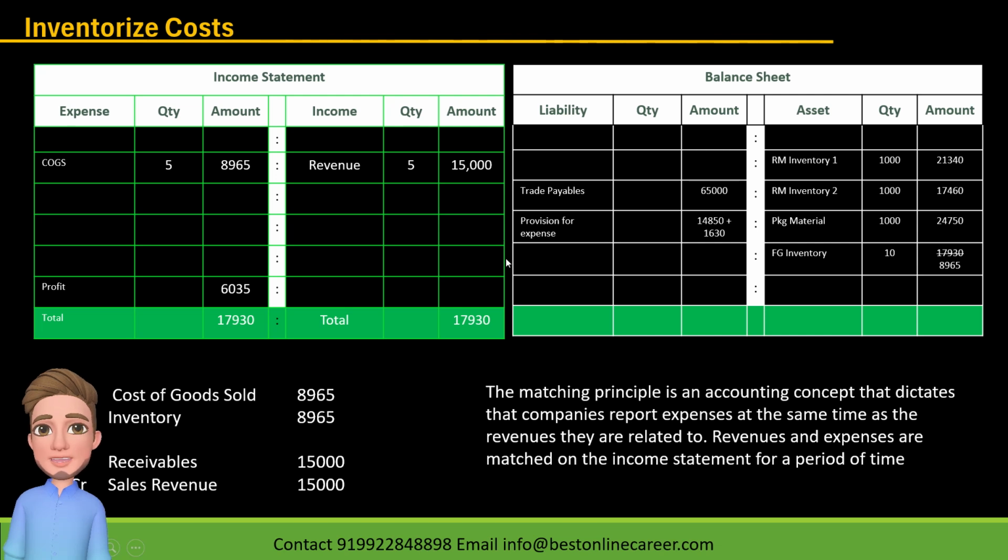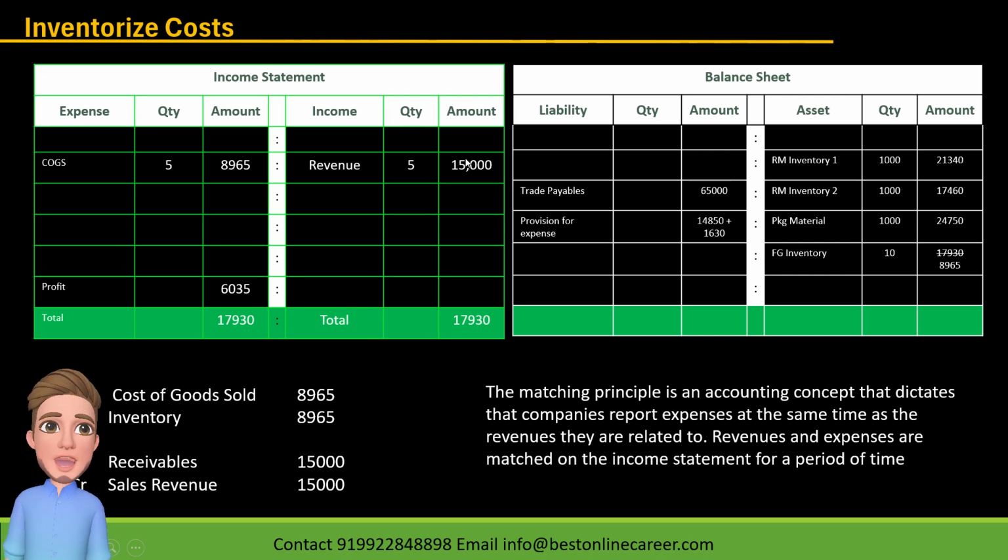So I have 15,000 here. I have my finished goods. Finished goods were 17,930. Out of the 17,930, I have sold 5 units. So the 5 units is what I hit into my P&L as COGS. Cost of goods sold is 8,965. All right. The remaining 8,965 worth of 5 units remains on my balance sheet.